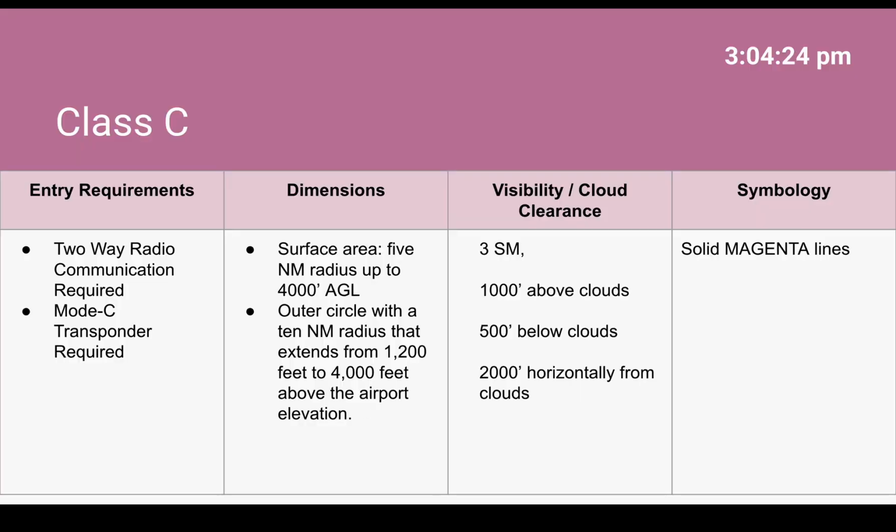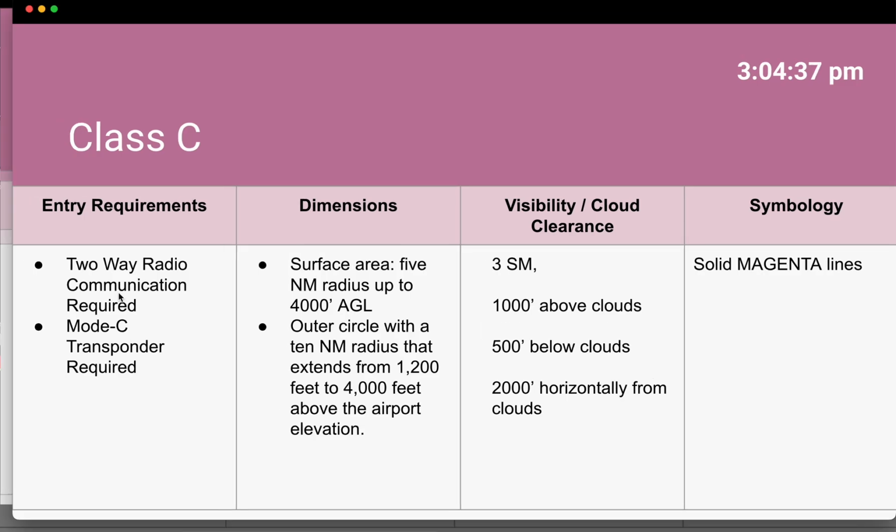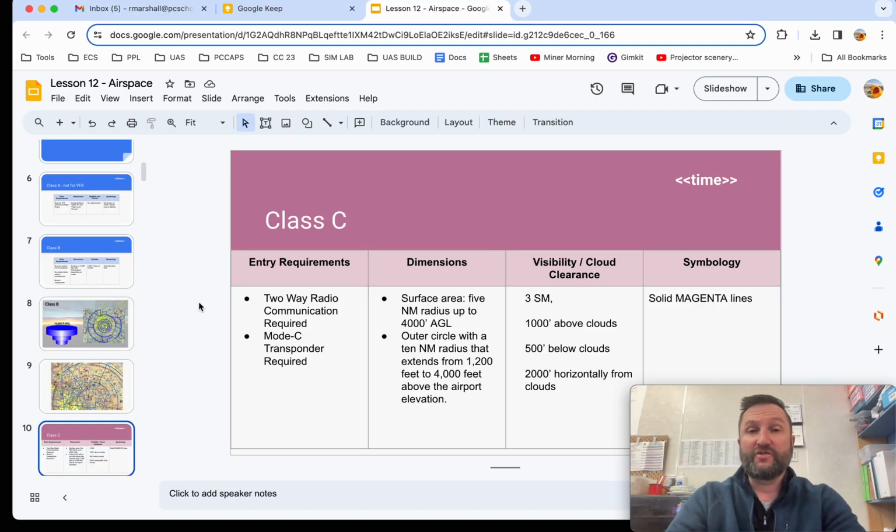Then we have Class C airspace. Currently, as of this recording, there is no Class C airspace in the state of Utah, where we are. It's kind of like a simpler Class B airspace. Two-way radio communication is required. Just to sum that up very quickly, that means you must call them, and they must respond with your tail number. That is the only way to have it resolved.